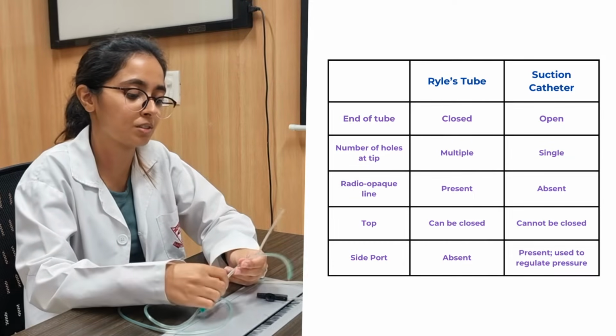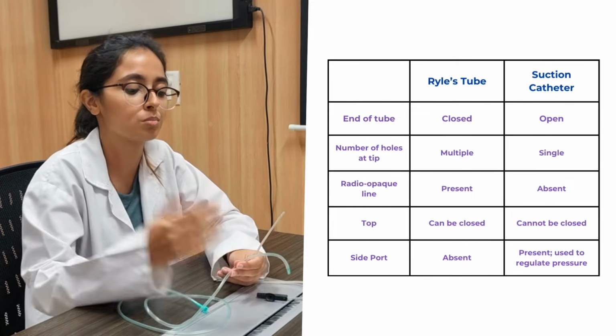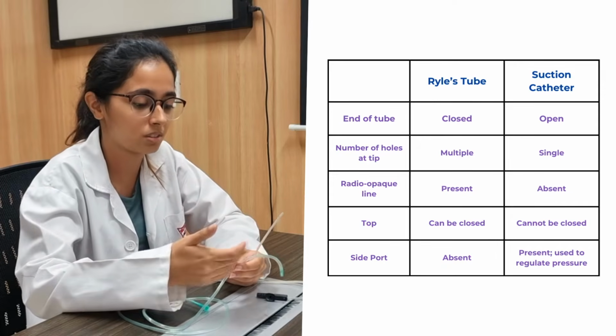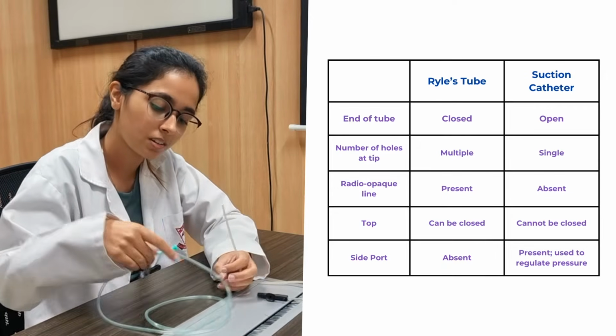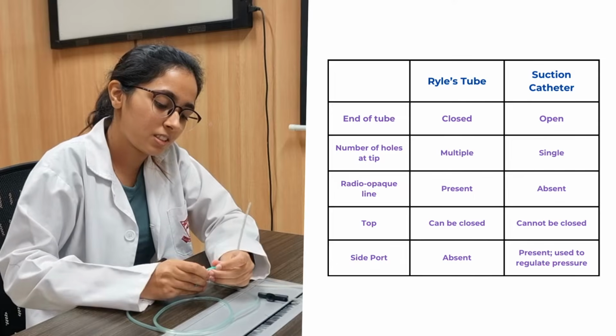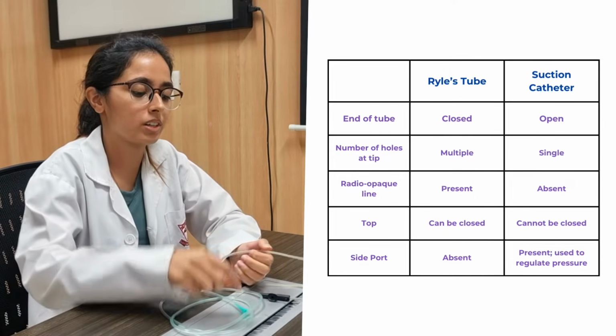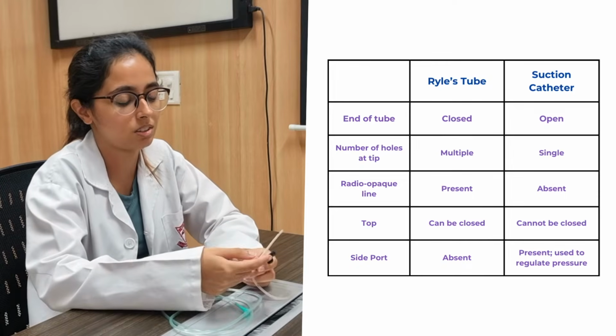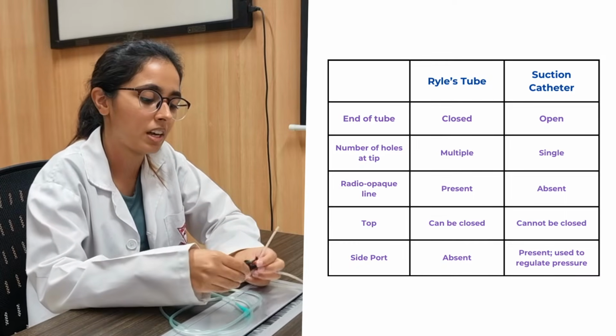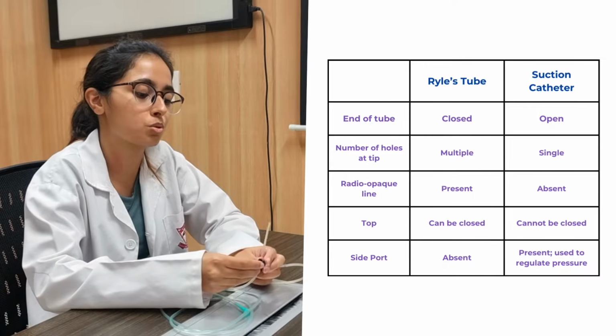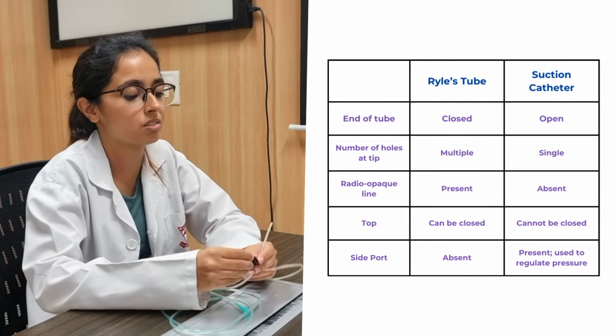So this basically is for knowing proper placement of the tube. Once we've placed it, we can use this as a guide. And this can also be closed. This is basically closed from the top after the feed, whereas in cases of the suction catheter, there is no such thing. And there is a side port that can be used to modulate pressure, to change it according to our need.